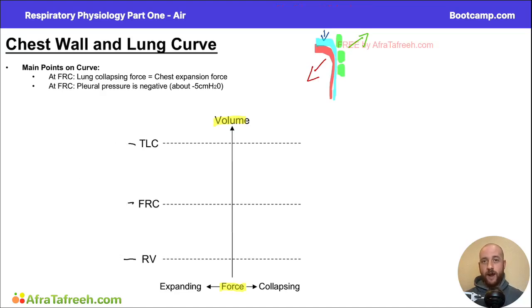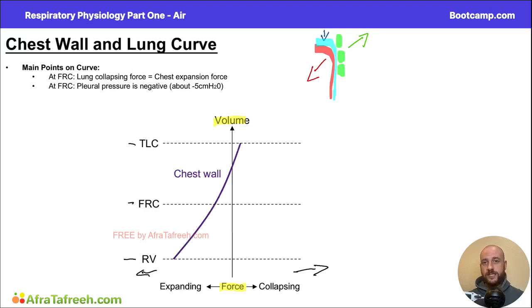And so for our x-axis, the more we move right on the graph, we are increasing our collapsing force. And the more that we move left on the graph, we are increasing our expanding force. And so the first curve that we're going to be adding into the graph is going to be our chest wall curve as shown.